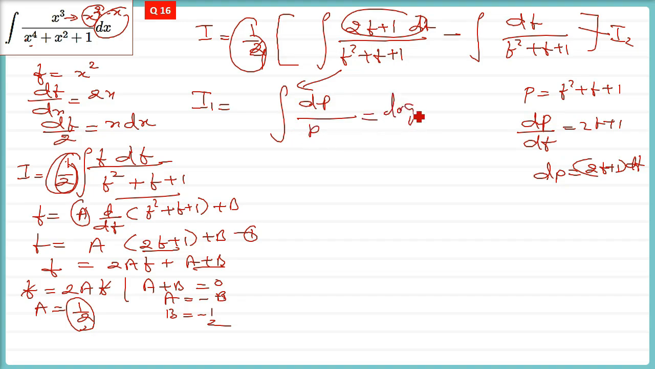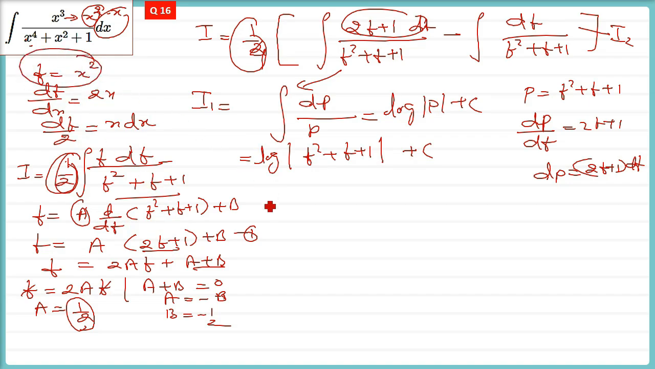It will be log modulus of p plus constant of integration. What was p? It was t square plus t plus 1. And what was t? It was x square. You can write directly, or you can take one step to do this. So t square plus t plus 1, and initially I told you t was x square.